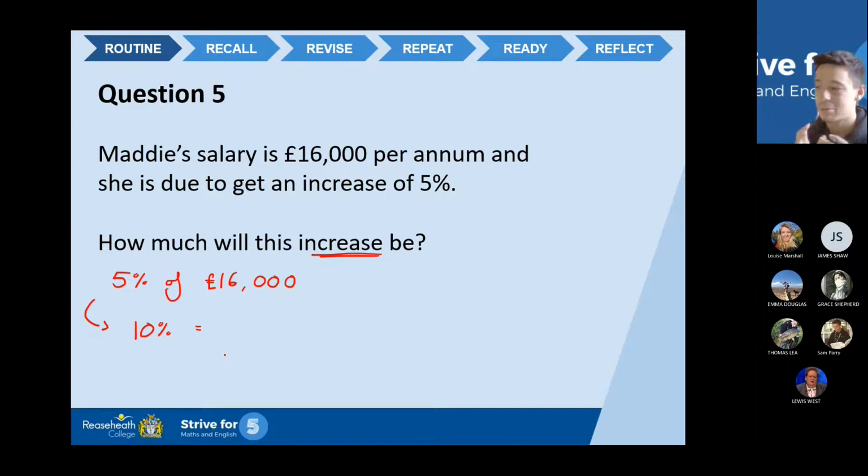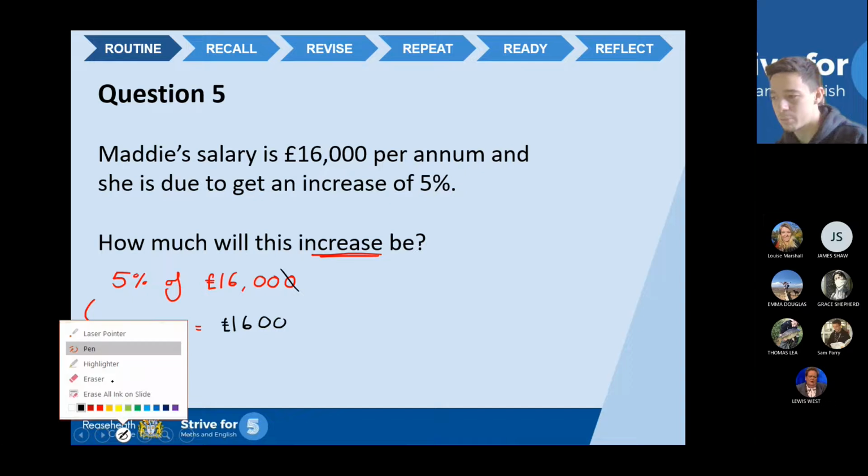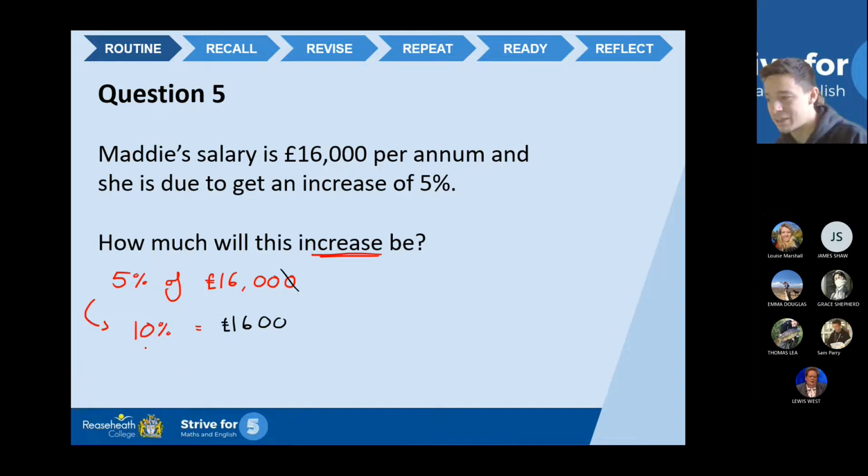So find 10%. Now, a smooth and effective way of finding 10% with a number that ends in a 0 is by removing the final 0, okay? So that leaves me with £1,600. That's 10%, but we want 5%. So we actually want half of that, don't we? We want half of our 10% value.